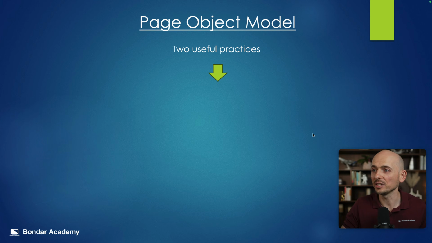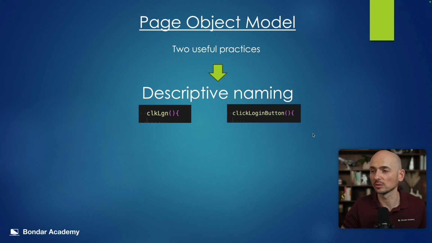Okay, and now two useful practices. Practice number one is descriptive naming. Naming in computer programming, believe it or not, is the hardest thing to do. So avoid shortcuts, acronyms, and all that stuff in method naming, class naming, variables, functions, and so on. So instead of click login method, create click login button. Use a descriptive method name that says exactly what it is doing.